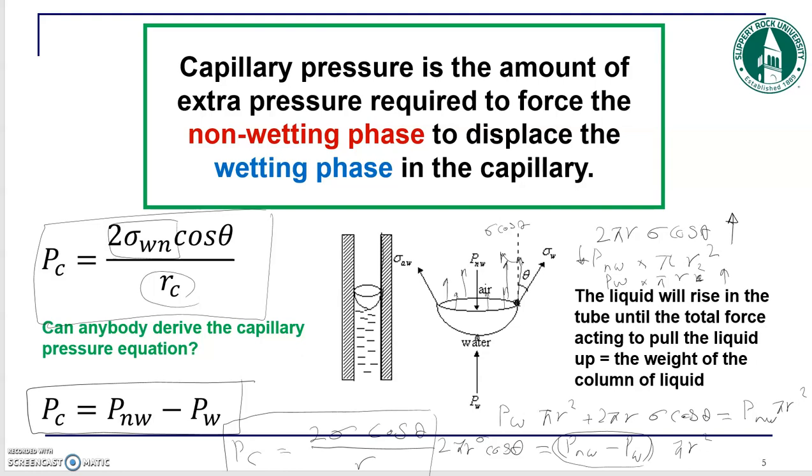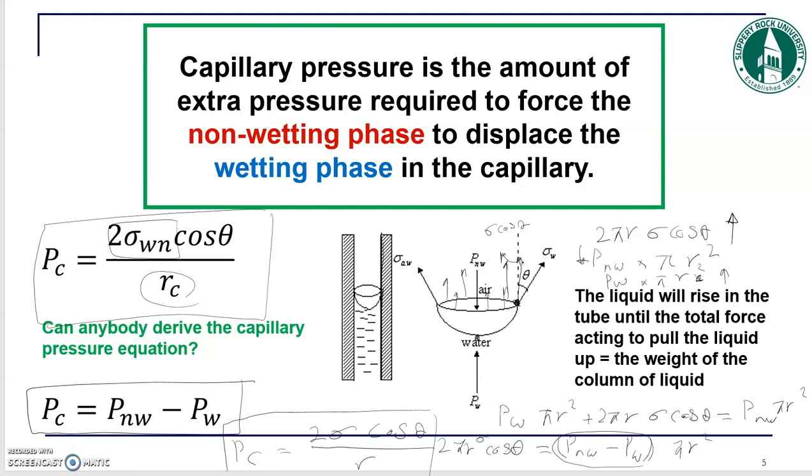So it's calculated based on the difference between the pressure of the non-wetting phase minus the pressure of the wetting phase inside the capillary. I should mention that these two pressures are at the phase boundary. So the non-wetting phase is air, for example, in this case, and the wetting phase is water. So this point is the pressure of the wetting phase, this point is the pressure of the non-wetting phase.